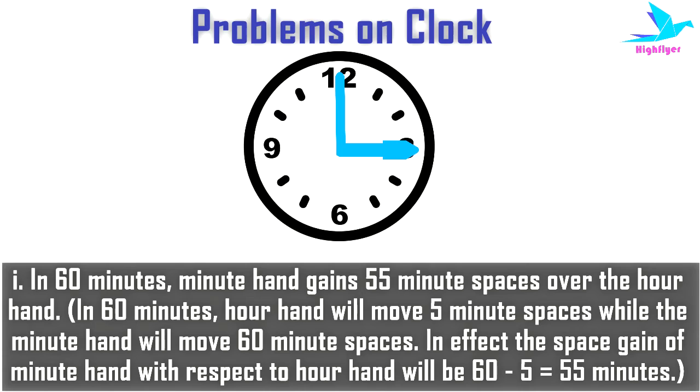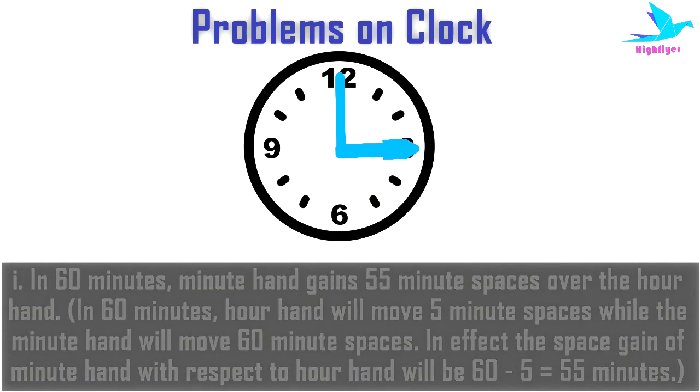In 60 minutes, the minute hand gains 55 minutes on the hour hand. That means in 60 minutes, the minute hand gains 55 minute spaces over the hour hand. In 60 minutes, the hour hand will move 5 minute spaces while the minute hand will move 60 minute spaces. In effect, the space gain of the minute hand with respect to the hour hand will be 60 minus 5, that is equal to 55 minutes. Next concept.